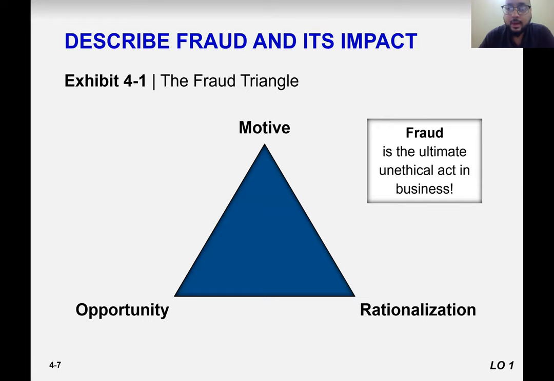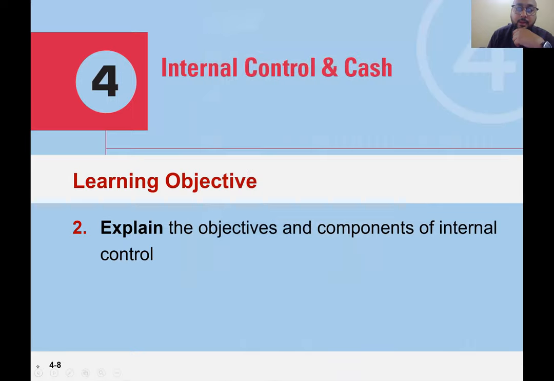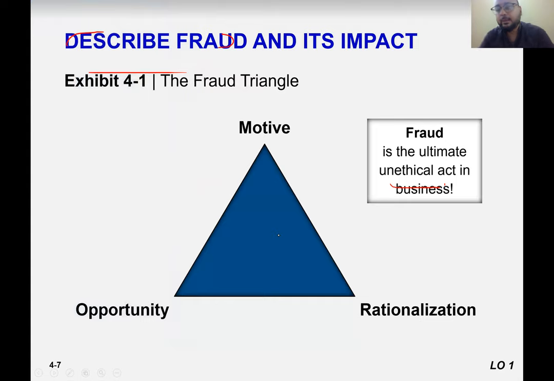So we have three kinds of motive behind the fraud. Remember, fraud is ultimately an unethical act, right? You agree? It has three elements: motive, opportunity, and realization. So do we have motive here? Okay. Motive can be anything.